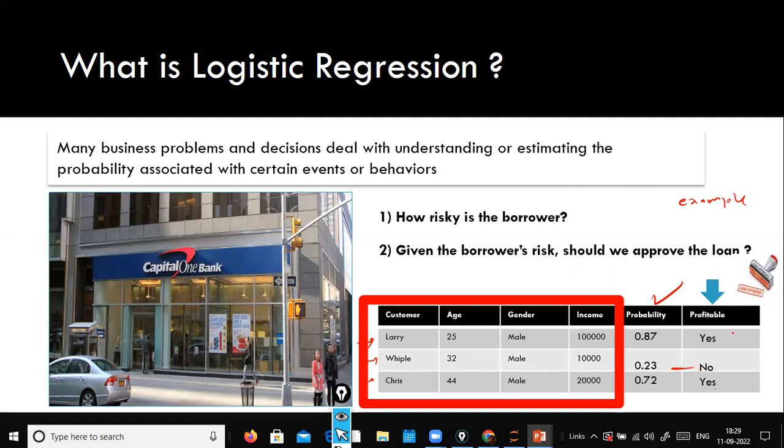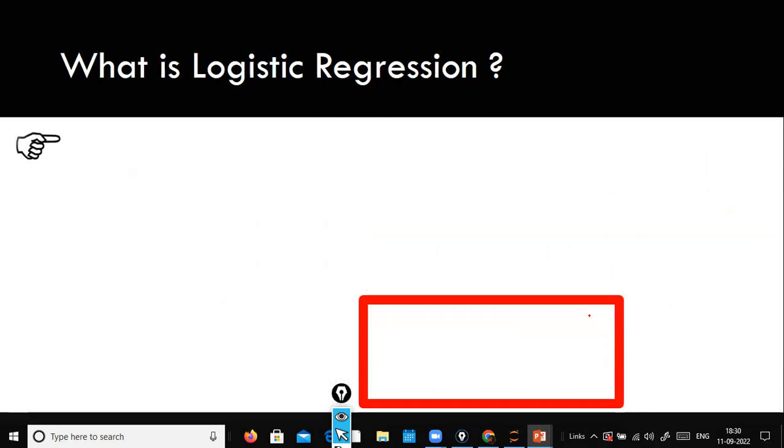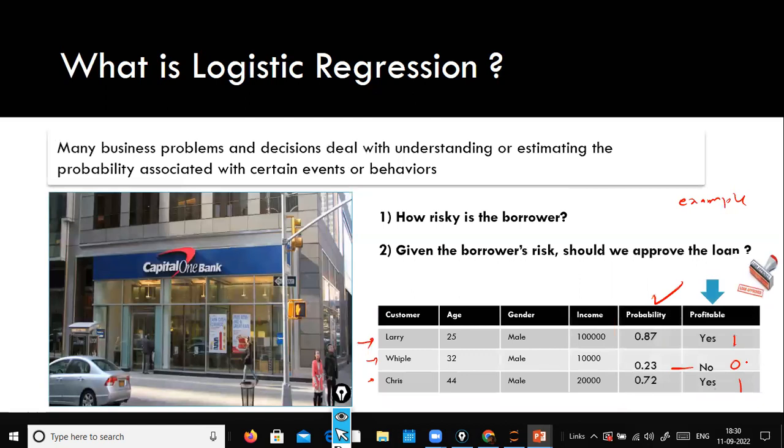If you put 1 and 0 instead of yes or no, then if your probability is closer to 1, that means it is good. But 0.23 is closer to 0, so there is less chance that he is going to be profitable. The 0.23 says there is a low probability that he is going to be a profitable customer, hence he is not a profitable customer. Got it? Along with the predicted class label, you can also predict the probability in the case of logistic regression.